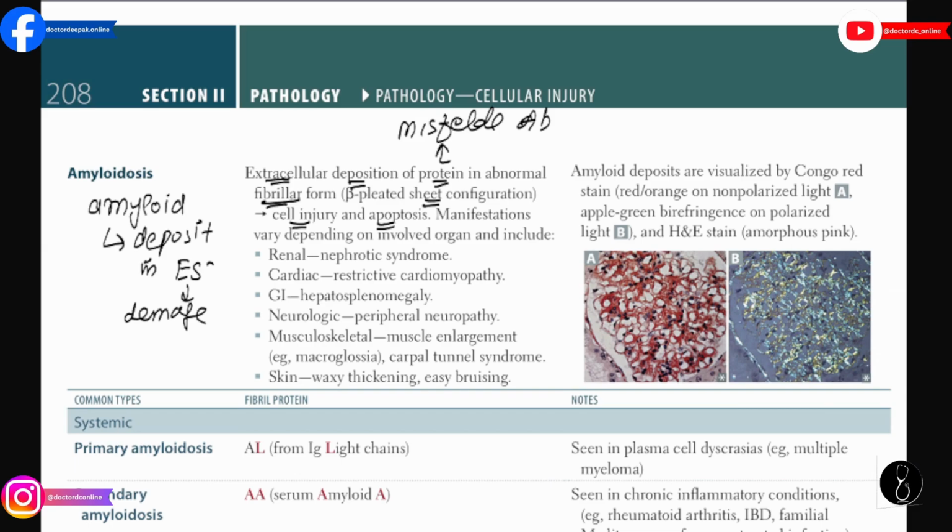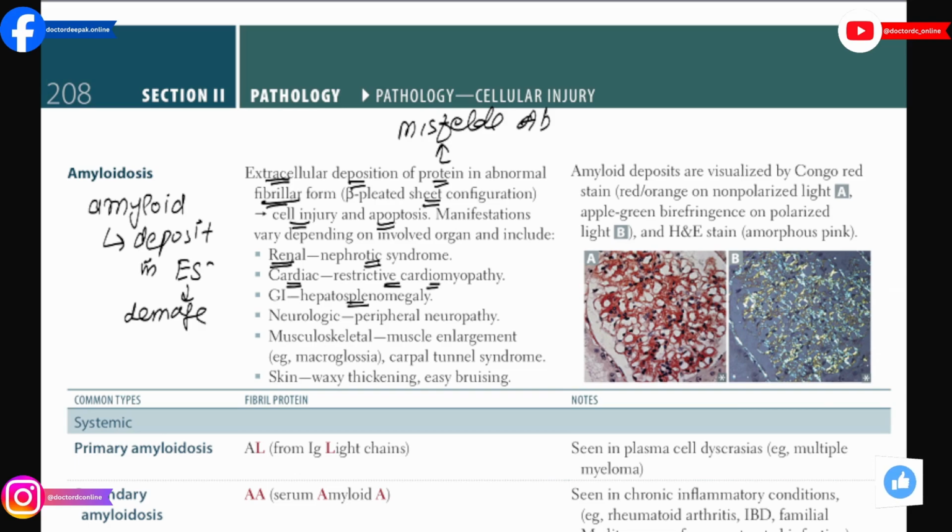Second, we have to understand the manifestations of amyloidosis. The manifestation depends on the organ. Suppose these abnormal proteins are deposited in the renal system, in the kidney; they will cause nephrotic syndrome. If they deposit in the heart, in the cardiac system, they will lead to restrictive cardiomyopathy. In the gastrointestinal system, if they deposit in the liver, they will lead to hepatomegaly. If in the spleen, they will lead to splenomegaly. And if both organs are involved, it is called hepatosplenomegaly.